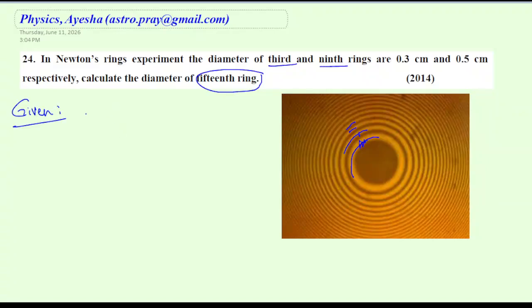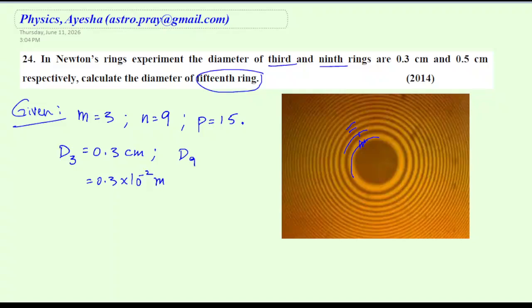Okay. Let's write the data first. Let m be 3, n be 9 and p be 15. It's given the diameter of the third ring is 0.3 centimeters, that is 0.3 into 10 to the power of minus 2 meters. The diameter of the ninth ring is 0.5 centimeters, that is 0.5 into 10 to the power of minus 2 meters.